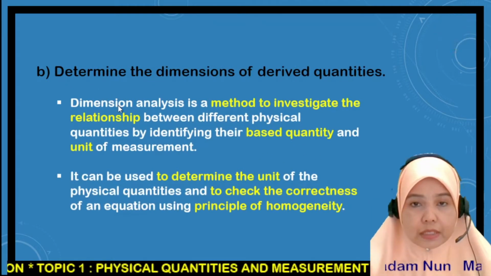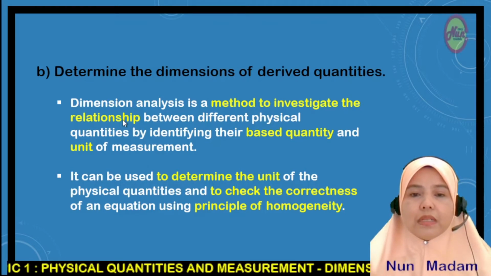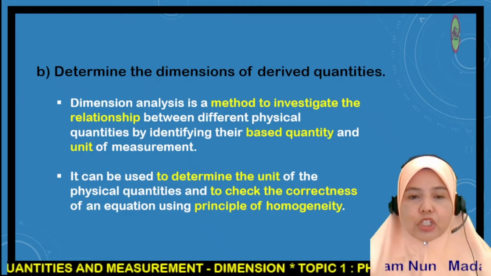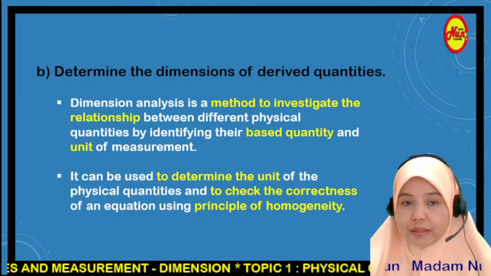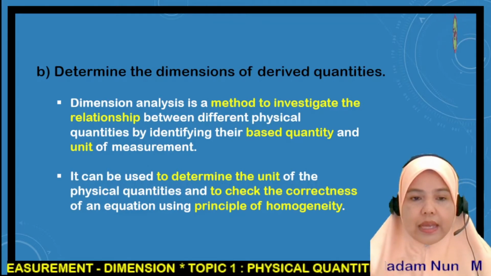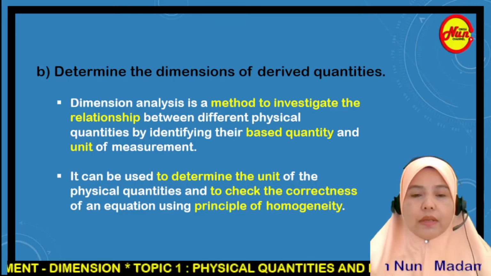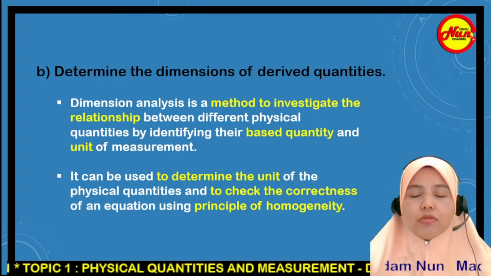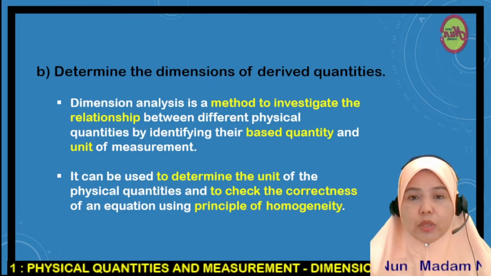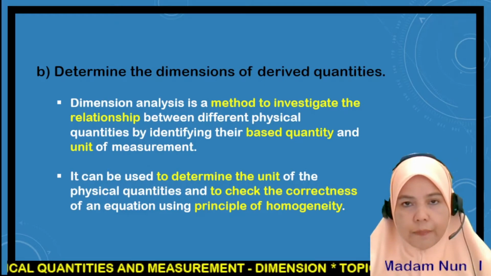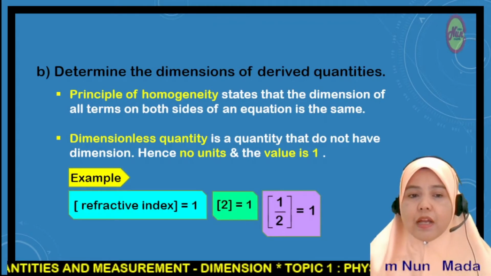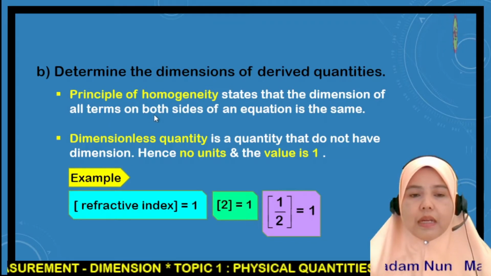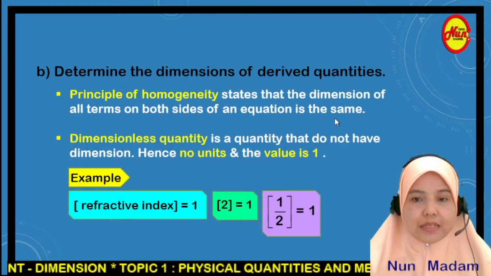To determine the dimension of the derived quantities, we will use dimensional analysis, which is a method to investigate the relationship between different physical quantities by identifying their base quantity and unit of measurement. Dimensional analysis can be used to determine the unit of the derived quantities and also to check the correctness of an equation using the principle of homogeneity. So what is the principle of homogeneity? The principle of homogeneity states that the dimension of all terms on both sides of an equation is the same.